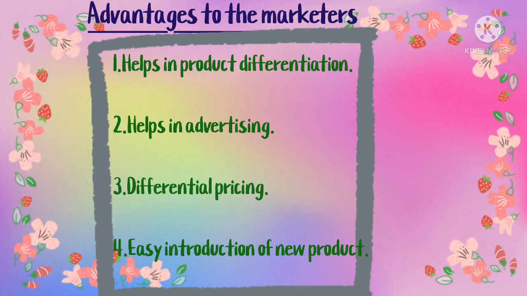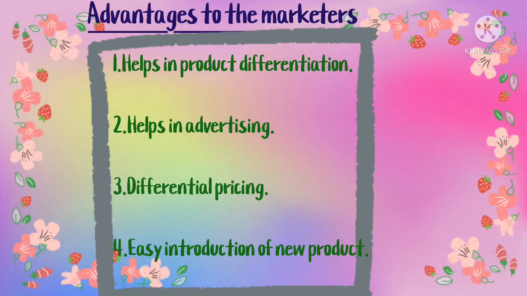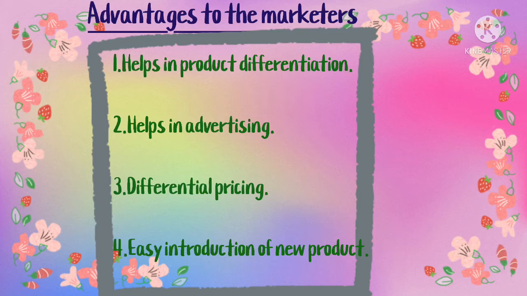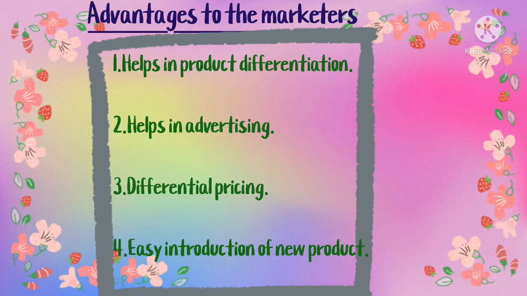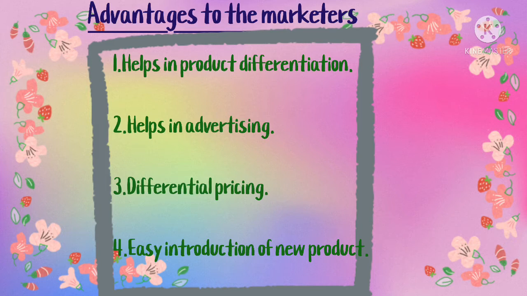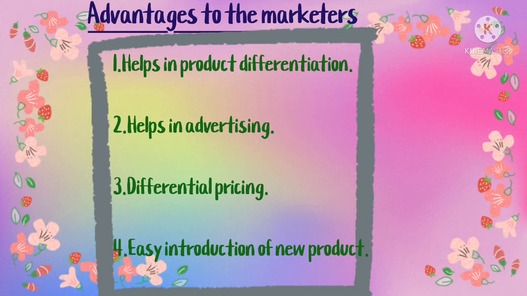And the third is differential pricing. It says with an established brand name, the firm can easily charge a high price for its product as compared to the competitor's product, which means branding helps the firm to charge different prices for its product than those charged by its competitors, and this is only possible if the customers like the brand and become habituated to it, and they do not mind paying a little higher for it.